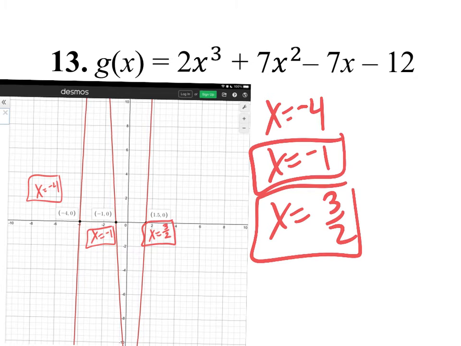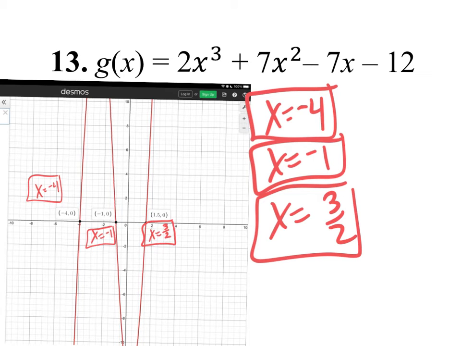Ladies and gentlemen, let me ask you a question. Hopefully we all understand this, but let me ask you a question. Is it possible, even though we found the rational answers, is it possible that this g of x function has other answers, maybe like imaginary answers, or maybe like irrational answers, like with square roots? Is it possible? A lot of you are saying yes, but the answer is no.